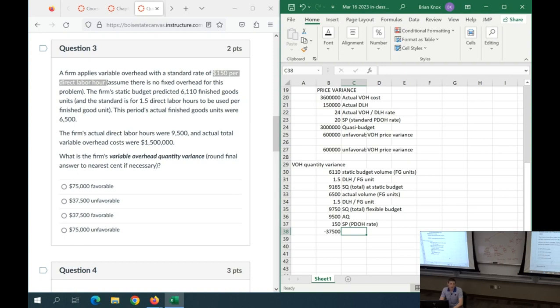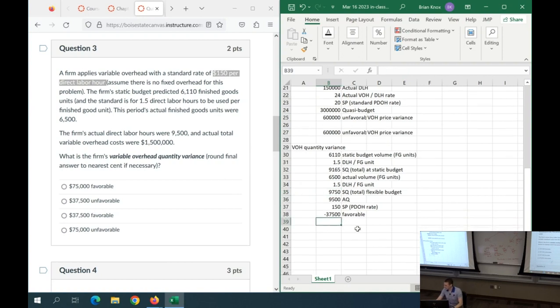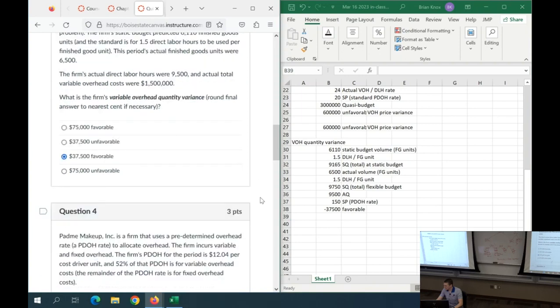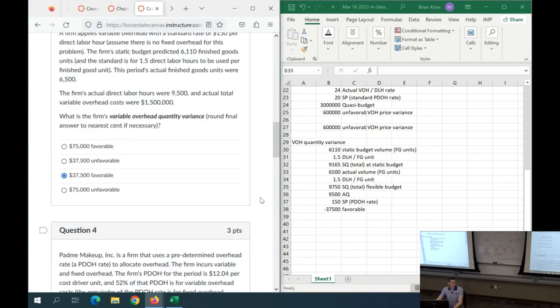What kind of variance? Favorable or unfavorable? Favorable. Okay. Because it's negative, and to double check, we can say, oh, well, our actual quantity, 9,500, was less than we would have expected to have. We used fewer direct labor hours, leading to less variable overhead charges to the units. Great. Questions there?